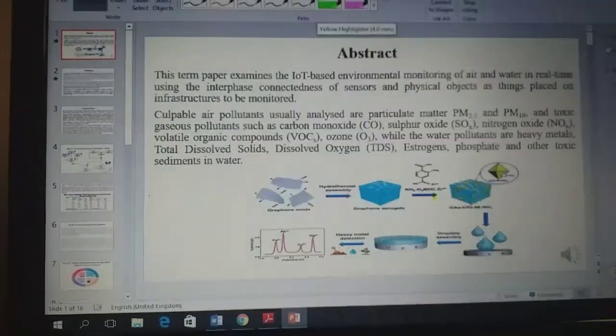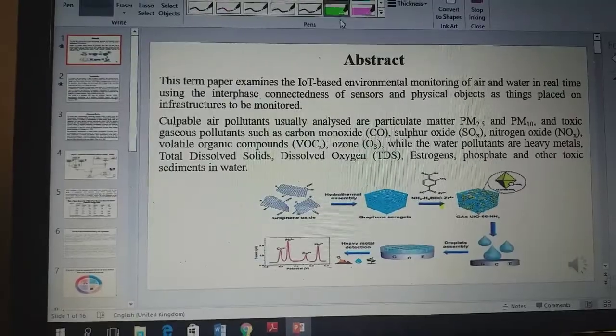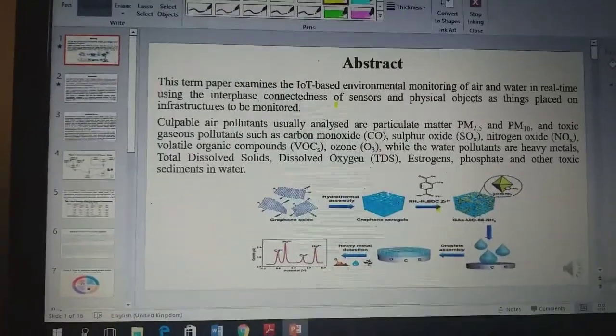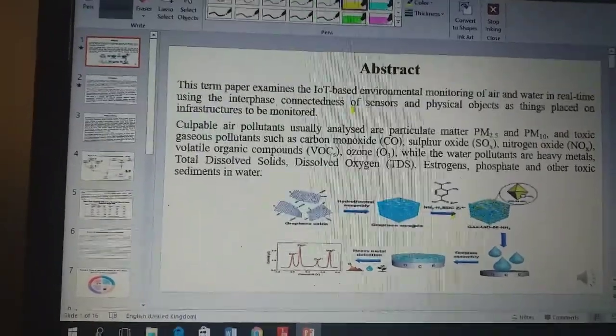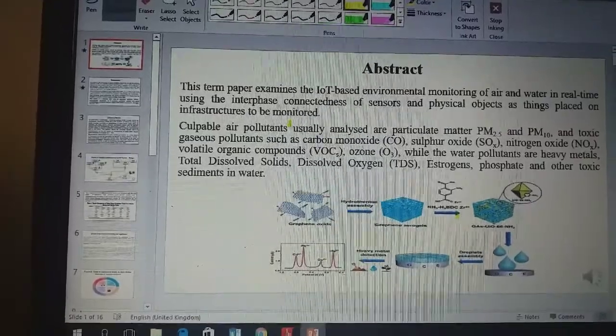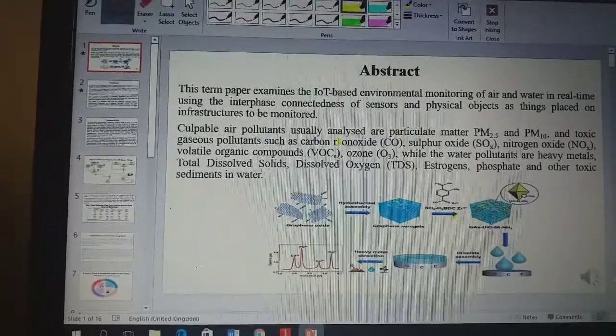This is Adeze Onwuchekwa. This is my term paper presentation on IoT devices for remote monitoring of environmental pollutants in air and water. This is the abstract. So, the abstract is a summary of what this paper is about.